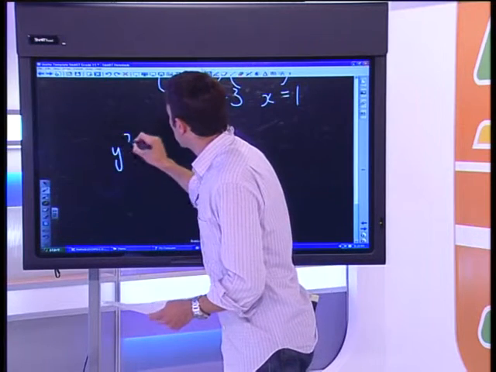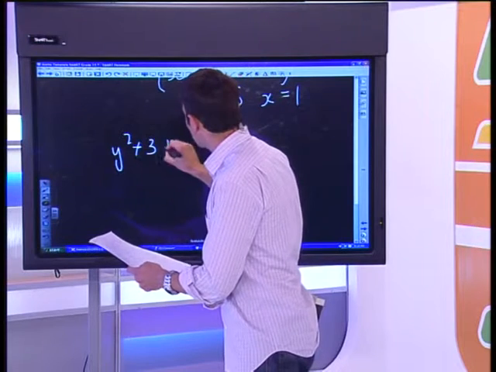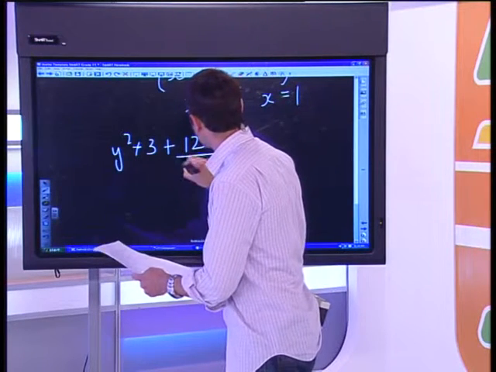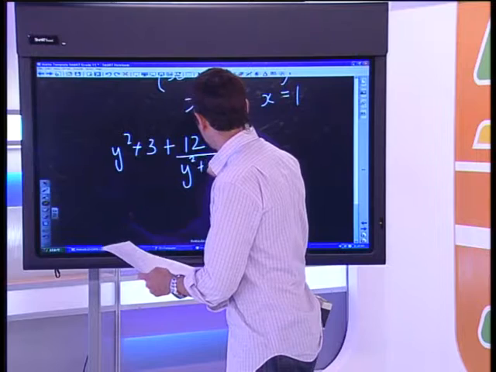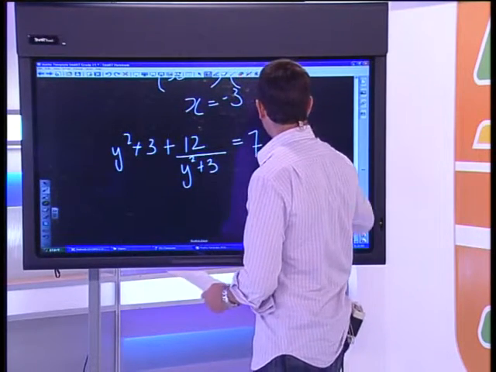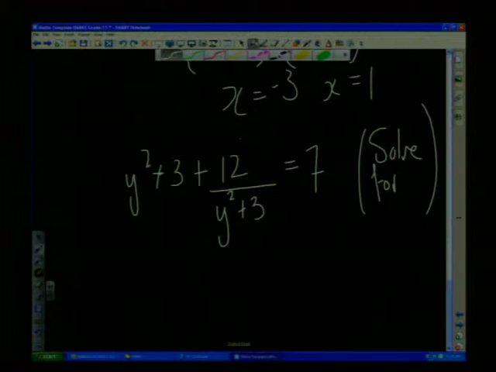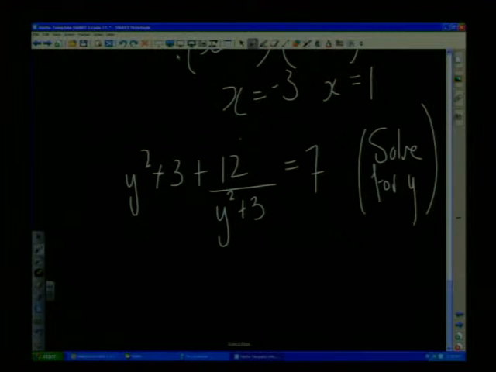And if you go y squared plus 3, plus 12 over y squared plus 3 equals 7. And the instruction is solve for x. So very important, it's or rather solve for y. We're working in y here. Let's erase that and put in a y, before you all phone in from the whole country to tell me that I'm confused. Solve for y.